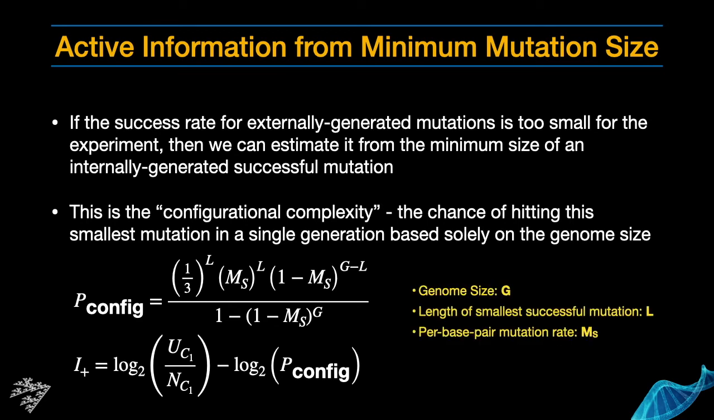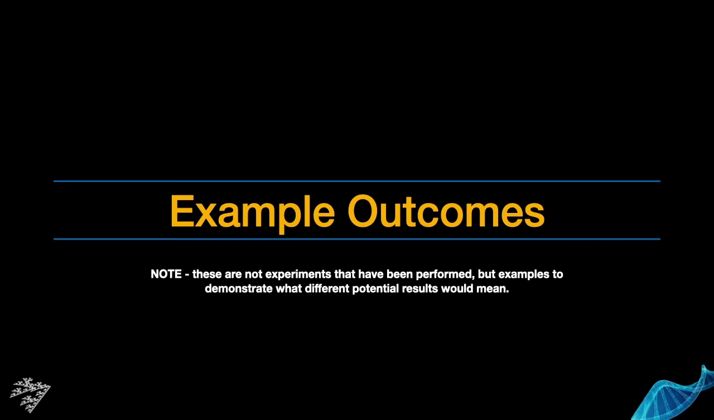So in this, the genome size is G, the length of the smallest successful mutation is L, and the per base pair mutation rate is M sub S. And so for more on how that's derived, you can see the paper, but that's how you can calculate it. Now, I want to show some example outcomes so you can get a feel for how this works. These are not actual experiments. I'm just trying to show, if you receive this kind of result, this is what that would mean. Just to help you recognize what the different pieces are.